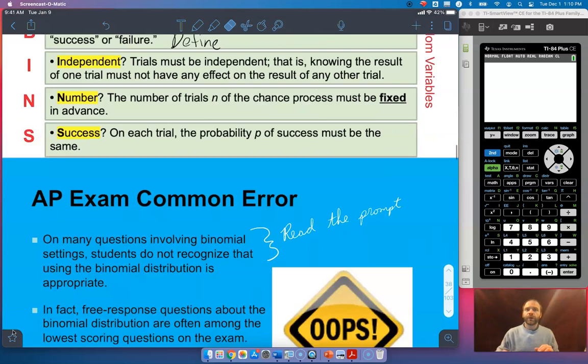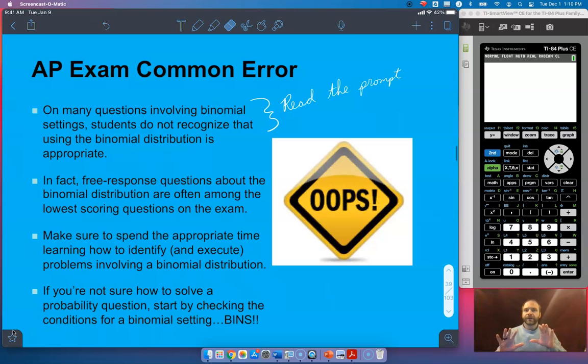Before we move on, let's read this because this has an AP exam common error. In Chapter 6, binomial settings and geometric settings are going to make sense because all you're learning is Chapter 6. But when you start to do a comprehensive or cumulative test, which is the AP exam itself, you are going to look at all the content at one time. And so a lot of questions that involve binomial settings, students don't recognize because there are other settings we're going to look at in the future as well.